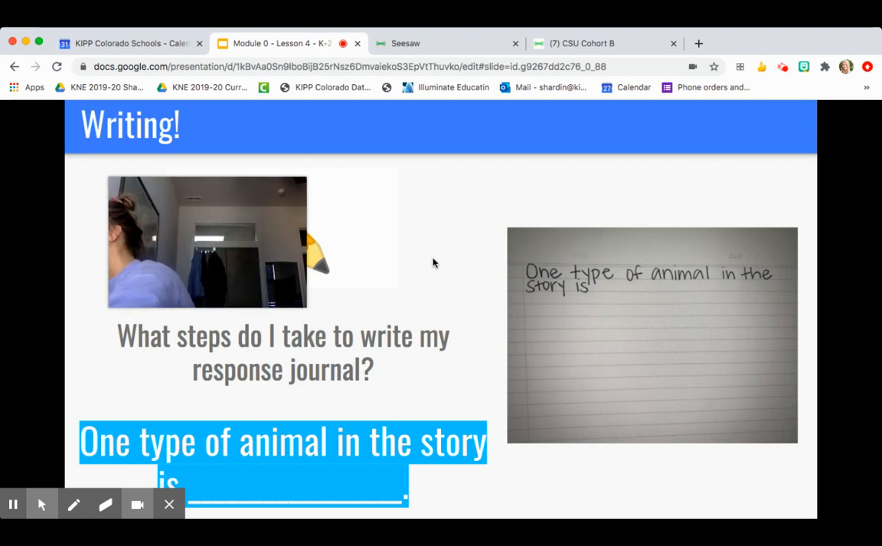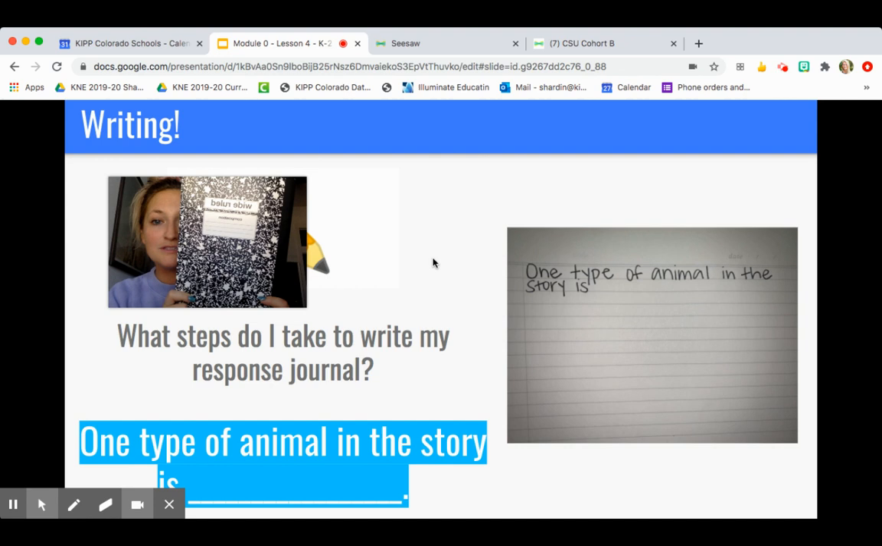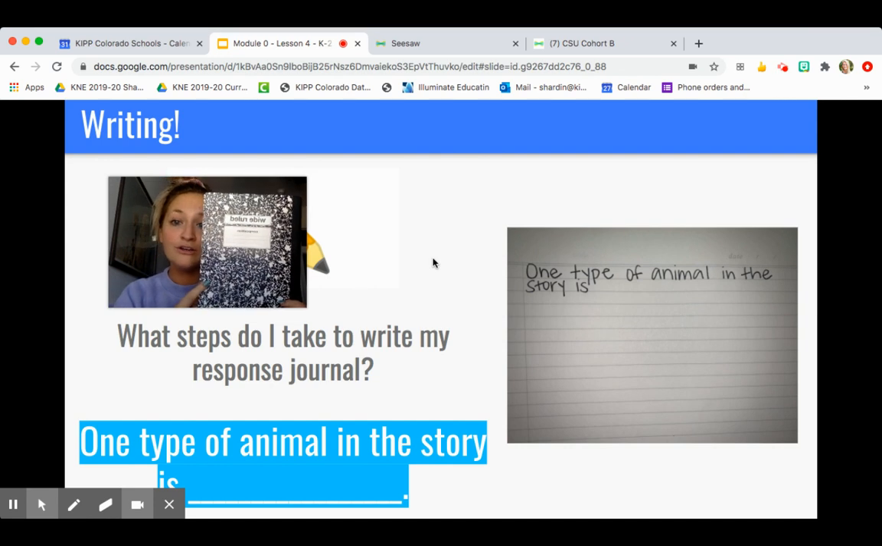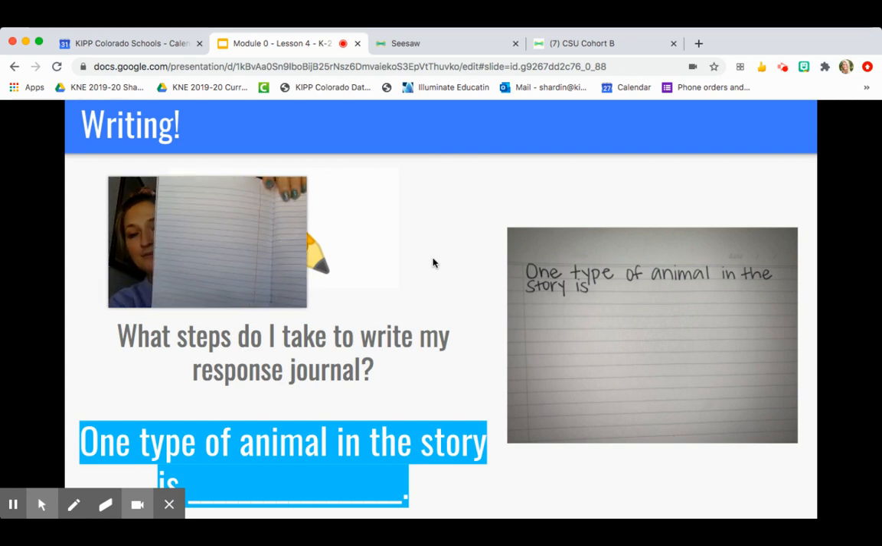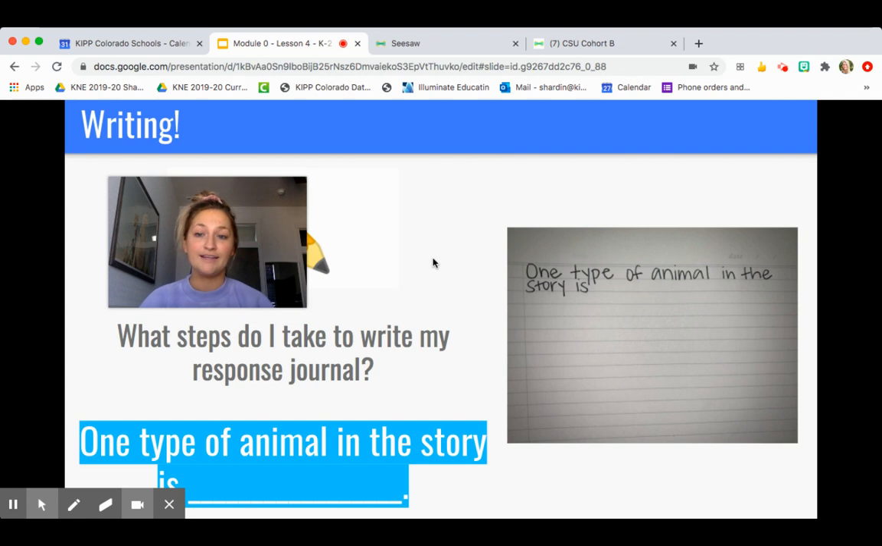So I'm going to go ahead and find my composition notebook journal, which I have right here. You might have a journal that looks like this. If you don't have this journal, that's okay. You can just use a blank piece of paper, but it's really important to make sure that your paper has lines so that we can make sure our writing is nice and neat. So I'm going to show you how I start writing in my response journal. You're thinking about what steps does Miss Harden take? What steps does Miss Harden take?